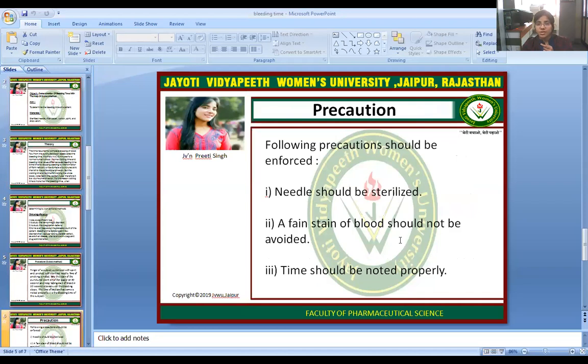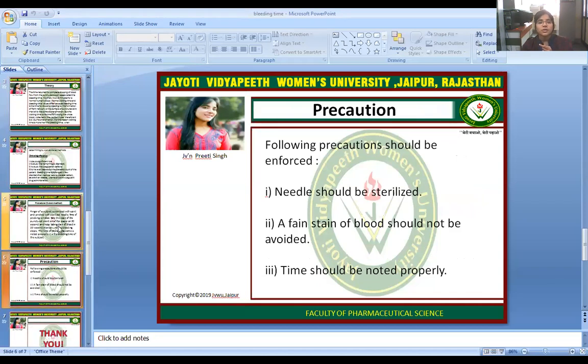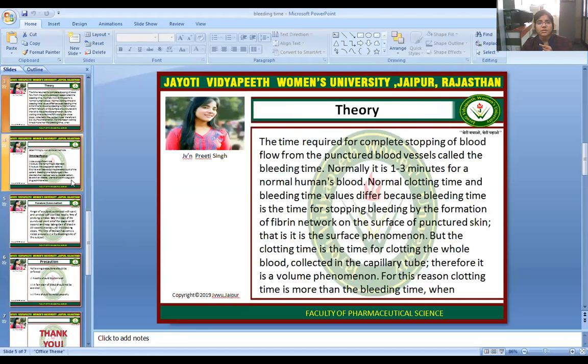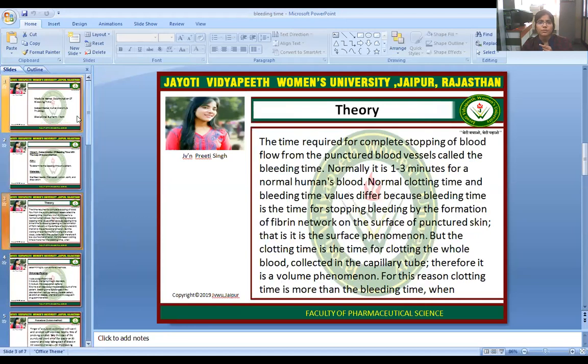So what are the precautions? The following precautions should be enforced. The needle should be sterilized. A faint stain of blood should not be avoided. Time should be noted properly. So this is the complete session, a short complete session protocol of the practical.